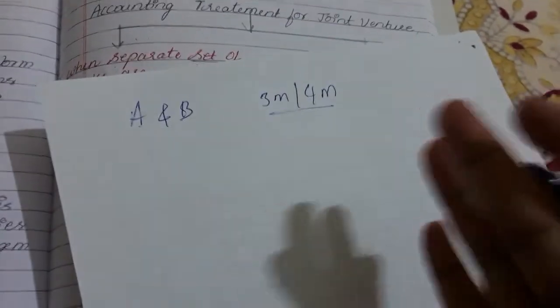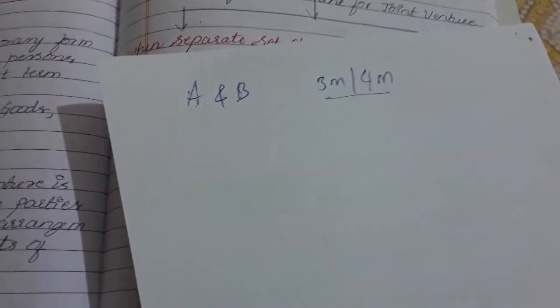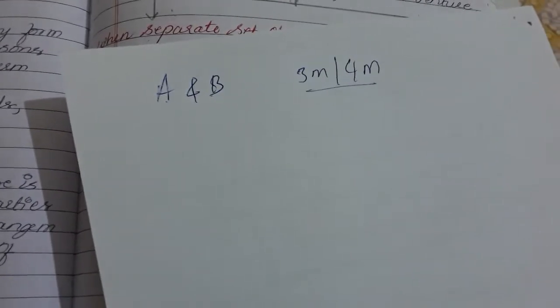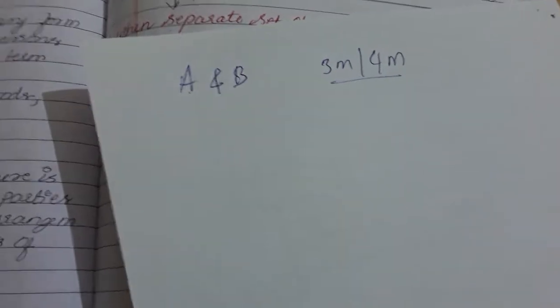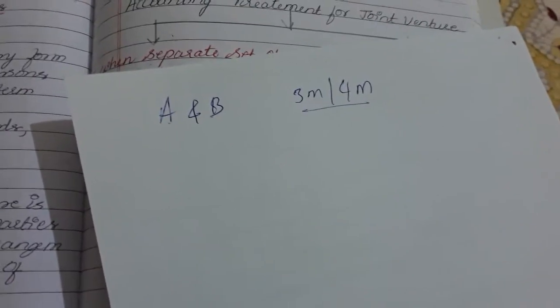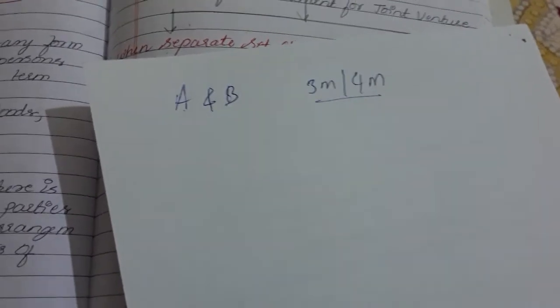At that time, these co-venturers could not maintain a separate set of books of accounts, because it is a lengthy process, and they need to appoint an accountant for that. They need to have a separate office for that. So it takes a lot of time and consumes a lot of energy.